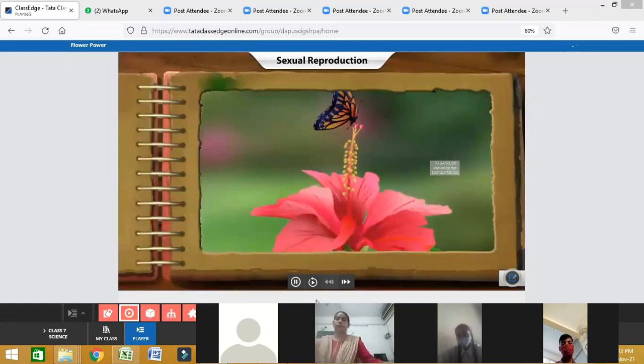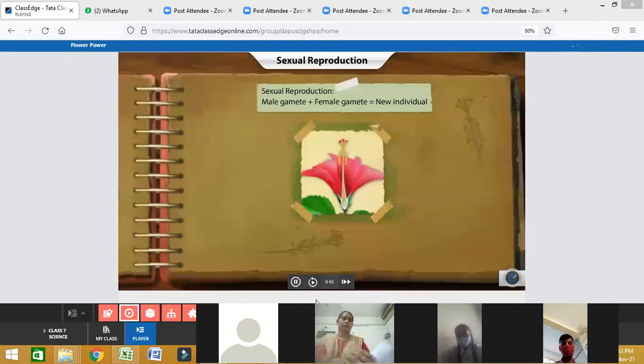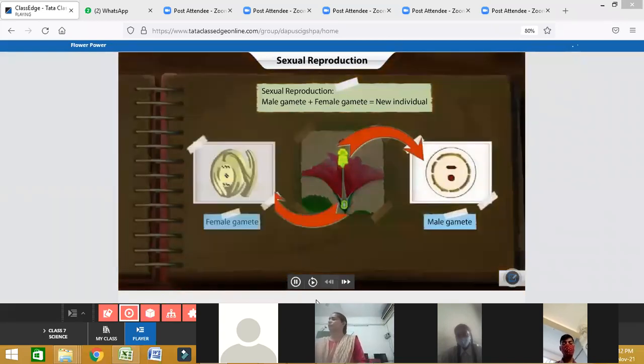Sexual reproduction occurs in both flowering and non-flowering plants. In sexual reproduction, a new individual is created by the combination of a male gamete and a female gamete.